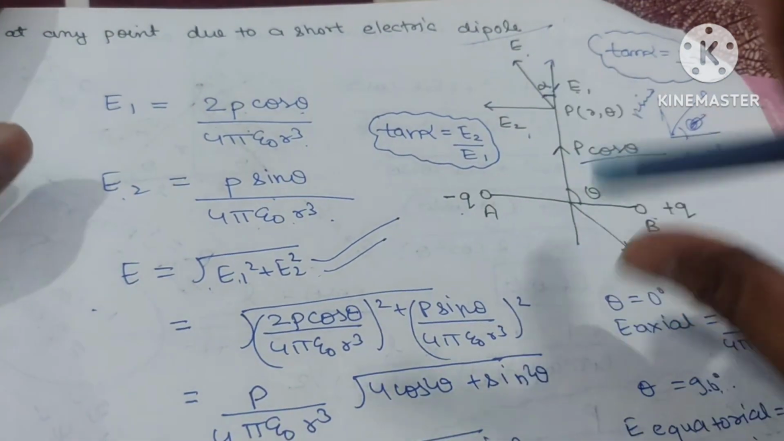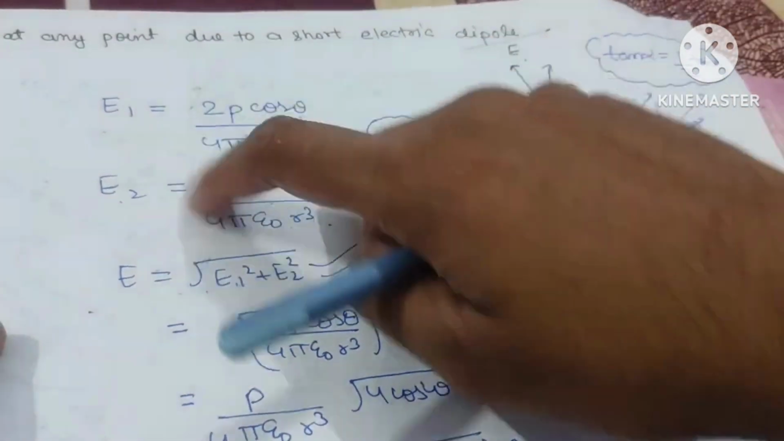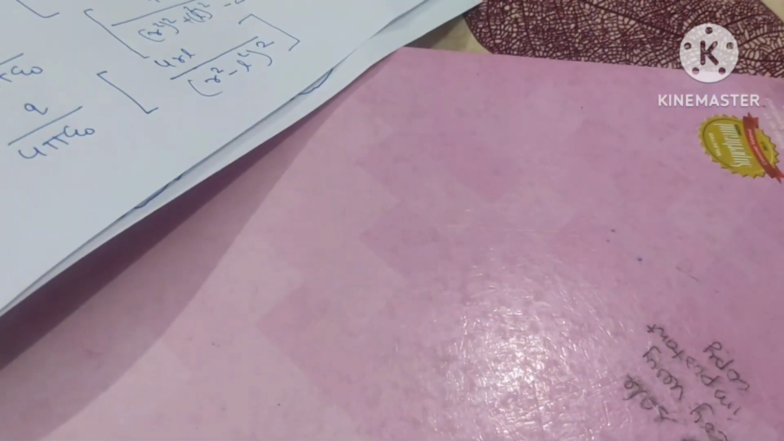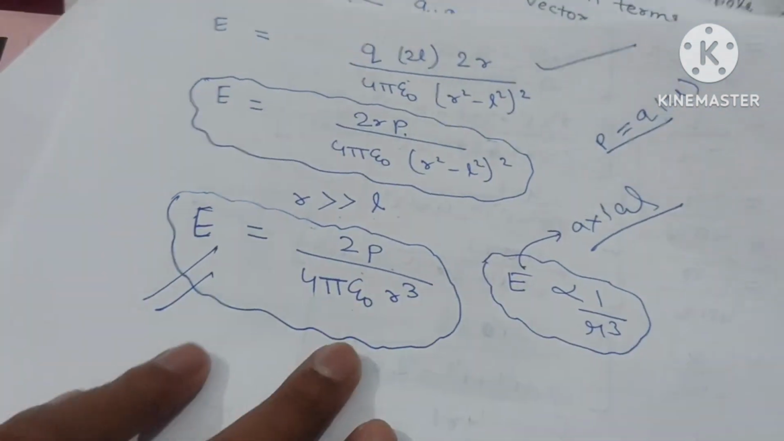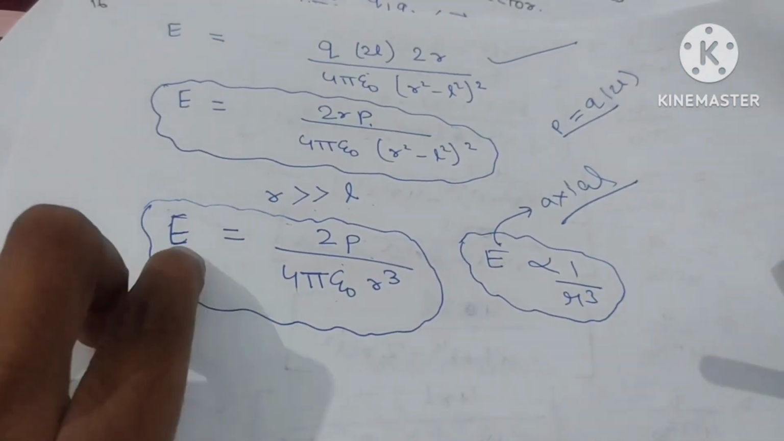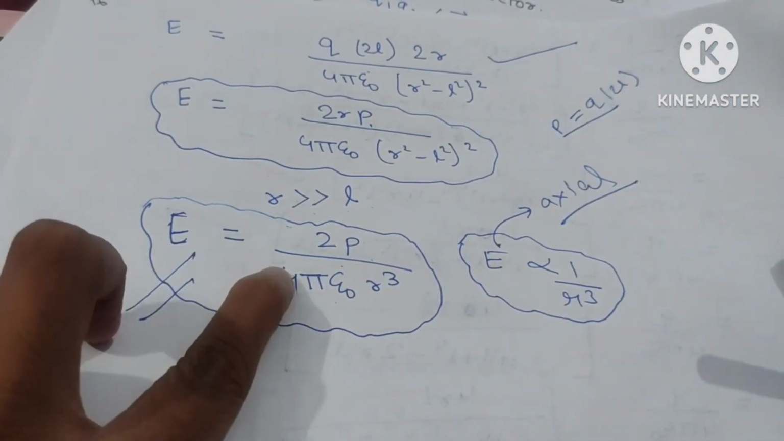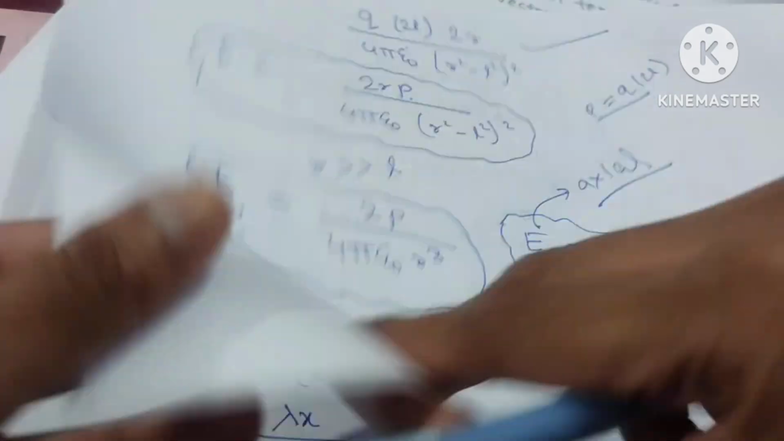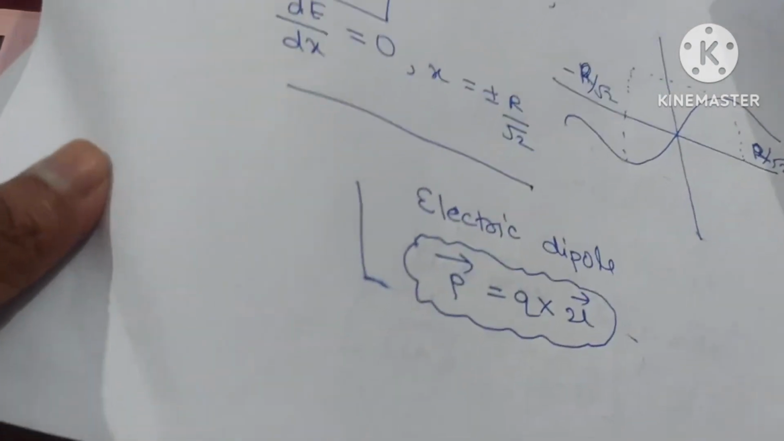Okay, so now I'm dealing with how this term has come. So this is the formula where we got E axial. This is E axial, that's why we're taking it as one term. And second would be, let me turn the page.